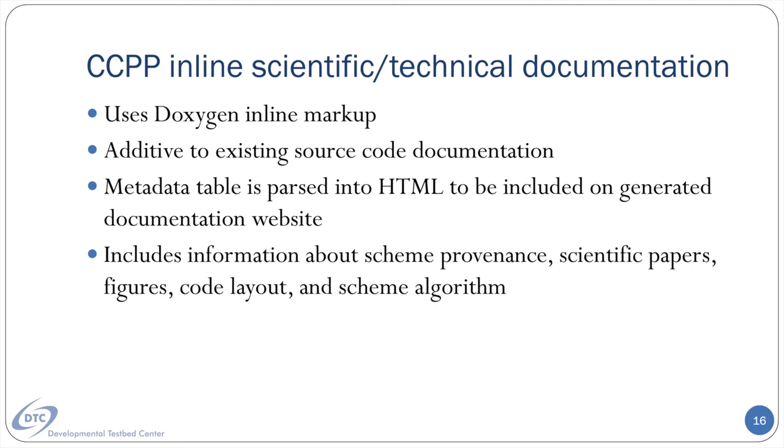To sum up the documentation component, CCPP schemes use Doxygen inline markup. These comments are typically additive to existing source code documentation, not necessarily a replacement. The metadata file that exists for each CCPP compliant scheme is parsed as part of the documentation generation process into an HTML table that is displayed in the browser-readable output. The content of the documentation should give a user a good understanding of how the scheme works scientifically, or at least point the user to where they can learn about it.